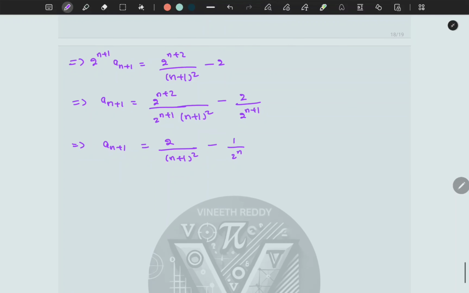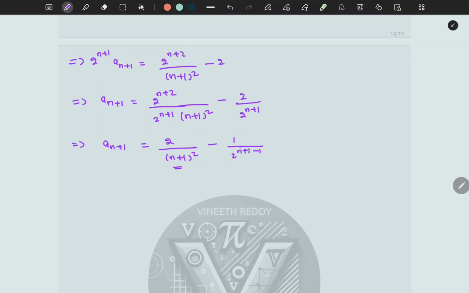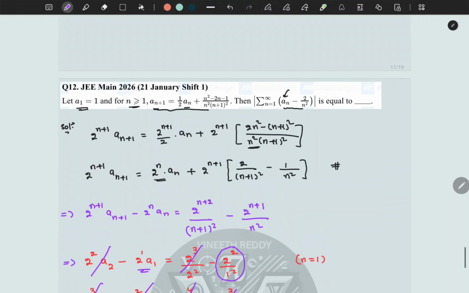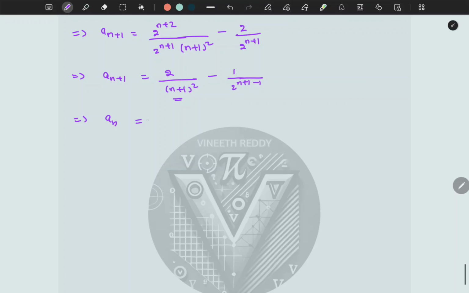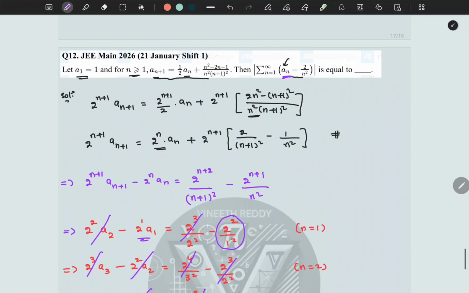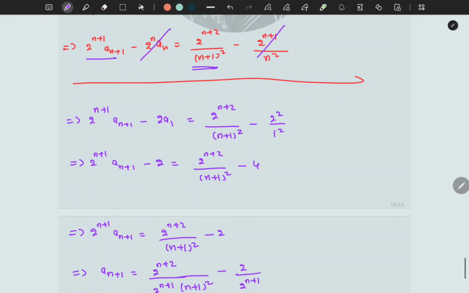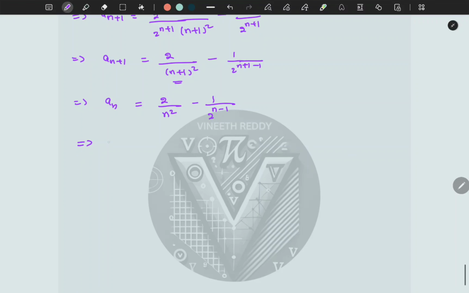Now this is a n plus 1 in terms of n plus 1, dear students. We can write this as n plus 1 minus 1 if you don't mind, right? Now I want a n, because the question is talking about a n. So for a n, replace n plus 1 with n, so we get n square here, since it's an identity. That's it. So a n minus 2 by n square is minus 1 by 2 power n minus 1, dear students.